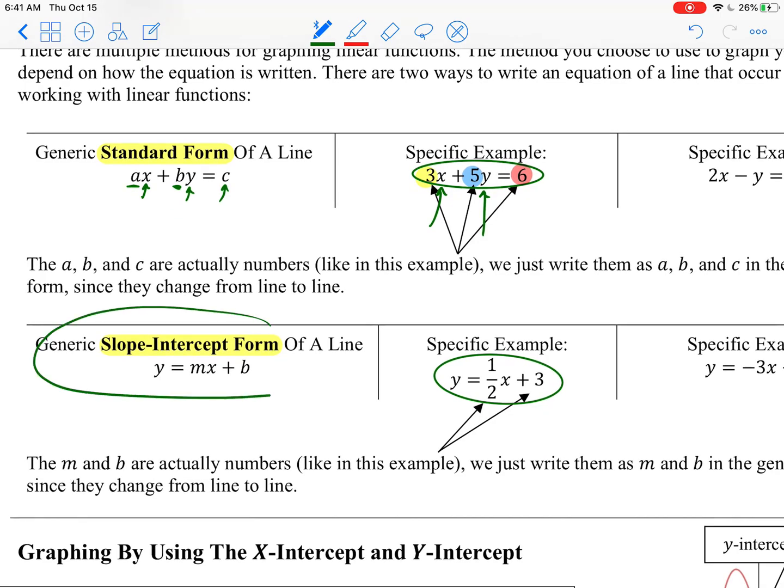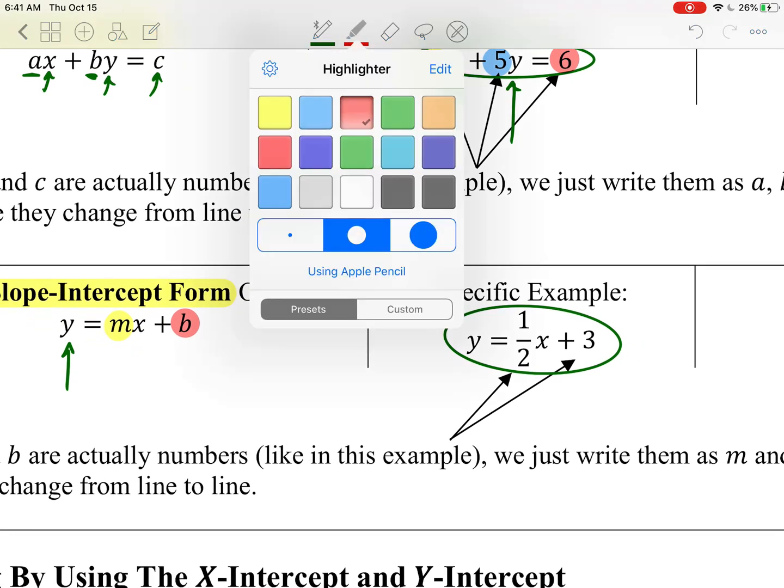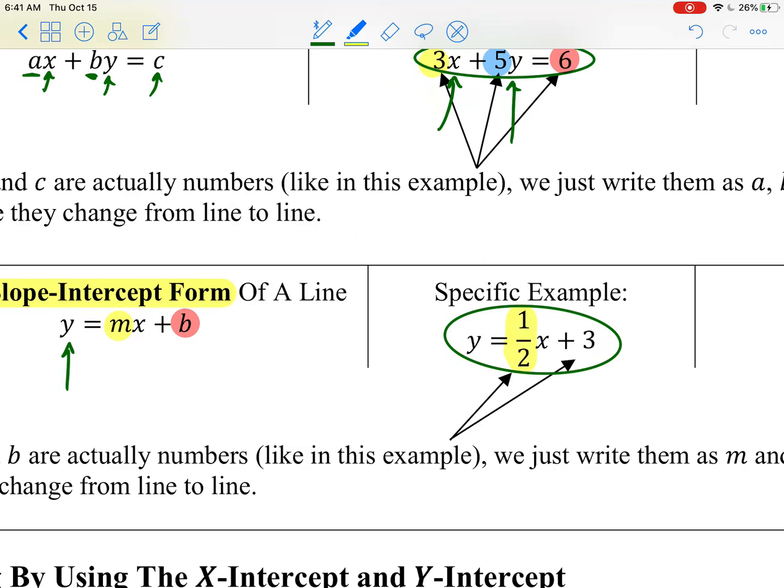Today we're really going to focus on slope-intercept form though. So slope-intercept form is really nice. What you do is you get the y all by itself, and then your job is to figure out what the m and what the b are. They should just be numbers. Like in this case over here, where you have 1/2 x plus 3. So that's called slope-intercept form.